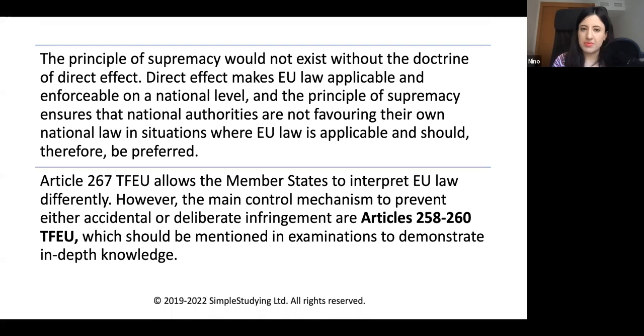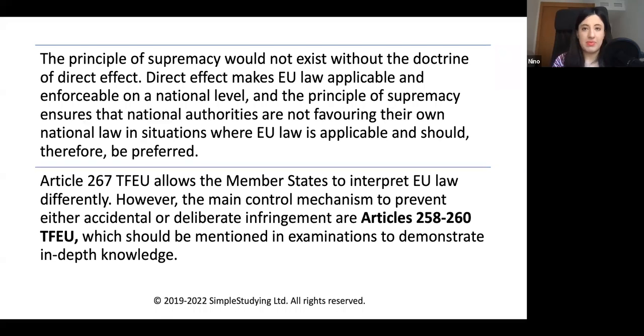The principle of supremacy would not exist without the doctrine of direct effect. Direct effect is a very important doctrine that you need to revise. Most of the time it comes up on EU law exams. It's usually a problem question, but in more rare situations it could also be an essay question. So it is important that you understand how direct effect works.